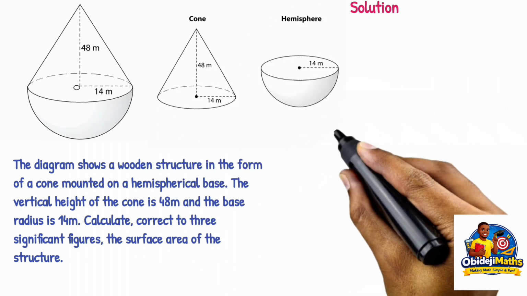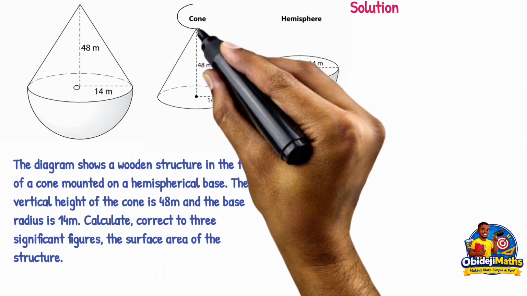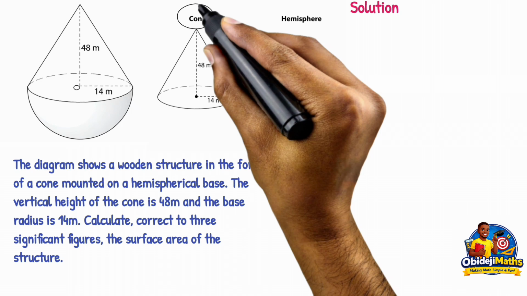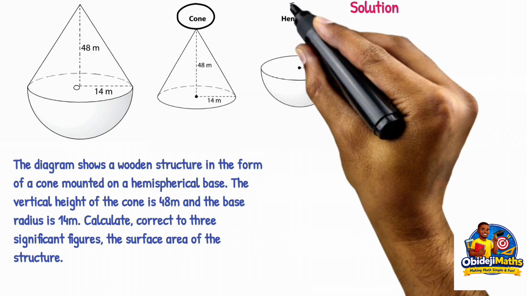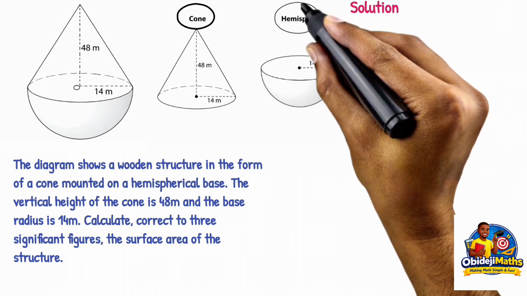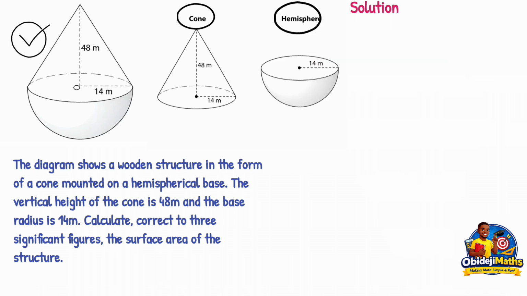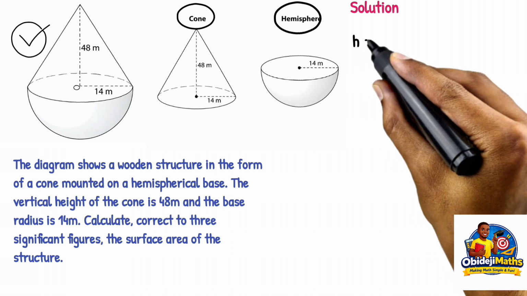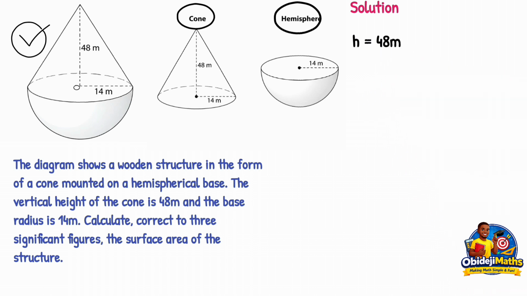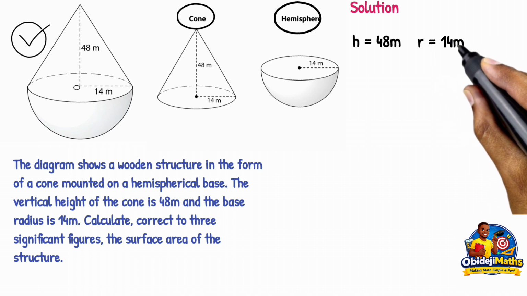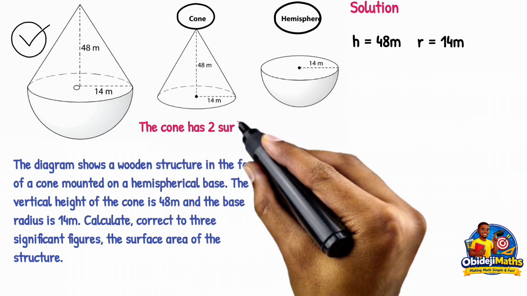The shape is made up of a cone and a hemisphere. As you can see in the diagram, the cone is mounted on the hemisphere to produce a single shape. Now, we are given the height h to be 48 meters. We are given the base radius r to be 14 meters.